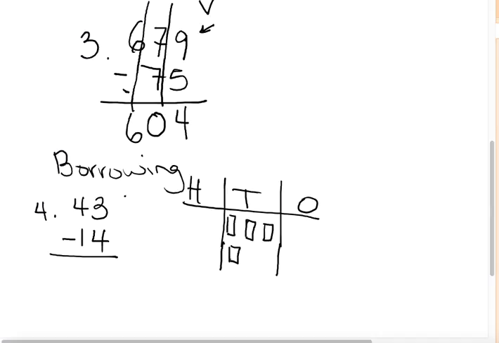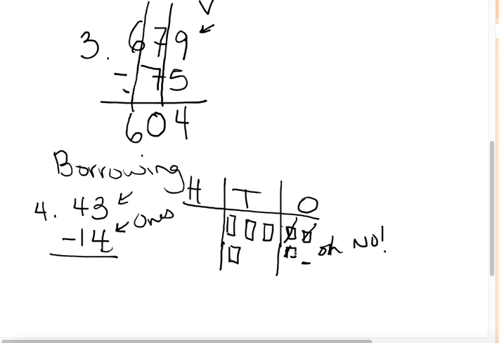And we have 3 ones. So now we start taking away, and we always start with our ones. So I have to take away 4 ones. 1, 2, 3. Uh-oh. I don't have enough ones.